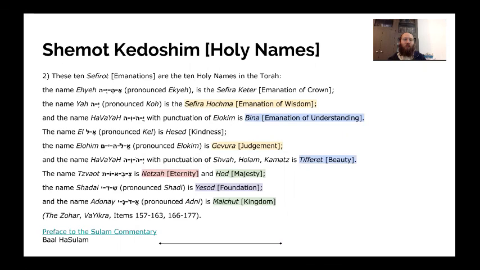And you can see here, for example, with Bina, understanding, it says Havaya, Yud He Vav He, with the punctuation of Elokim. So it's like Gevurah, judgment, because we know that in the tree of life, Gevurah, judgment, is right beneath Bina, understanding, on the left side. So the idea is that when you see this in the Torah, in the Bible, you say Elokim, even though the letters are different.